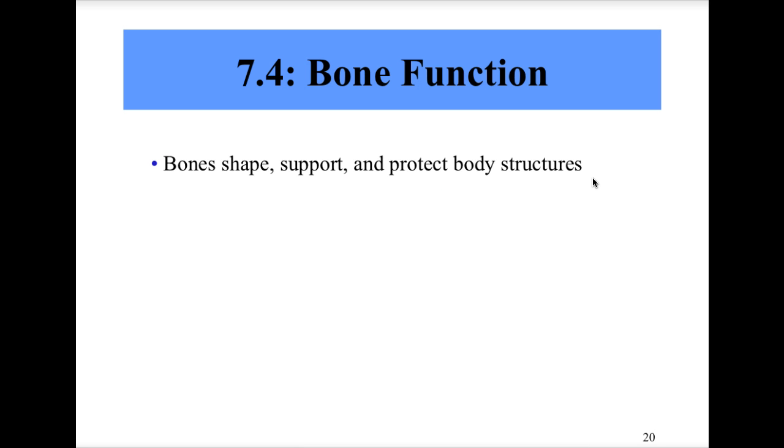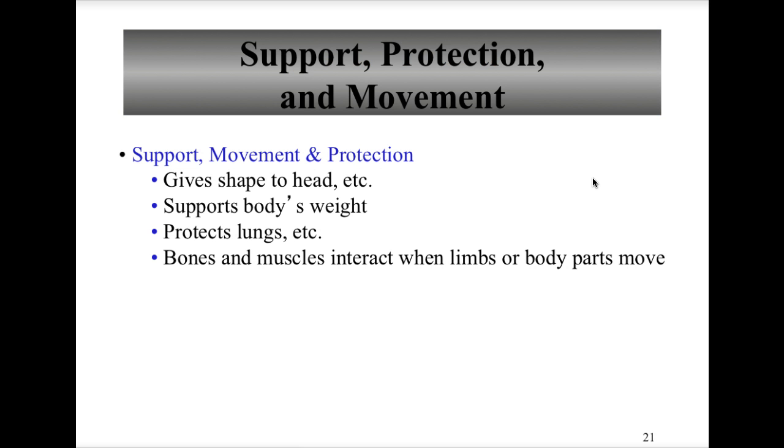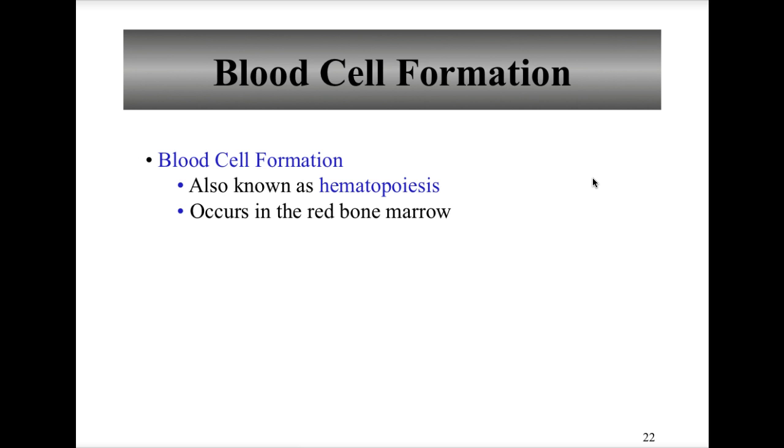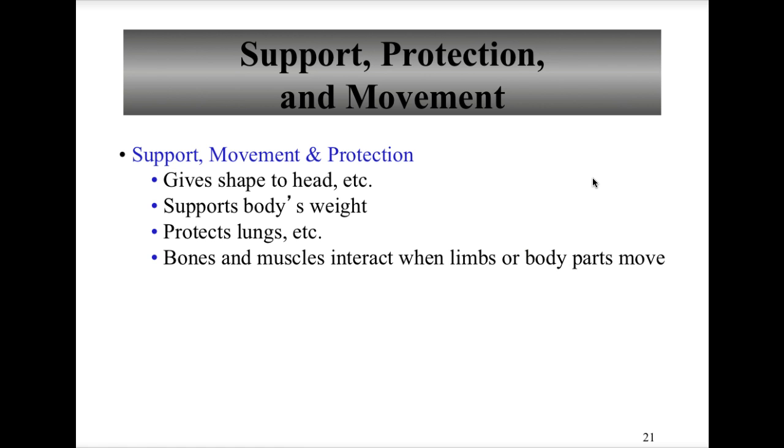All right, so let's look at bone function. Bone shapes, supports, and protects body structures as far as support, movement, and protection. As far as support, the legs and the pelvis are going to support the trunk. And then you have the first vertebra, and that first vertebra is given a special name called the atlas, kind of like an atlas of maps. That first vertebra called the atlas is going to support the skull.